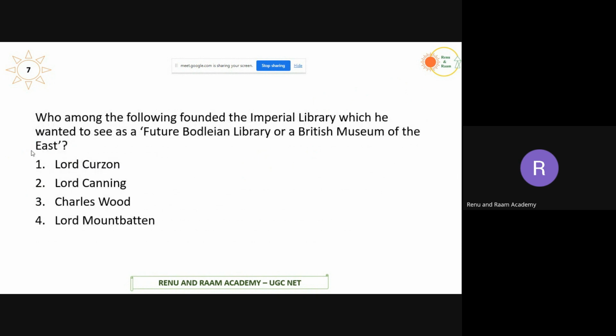Coming to the next one. Who among the following founded the Imperial Library, which he wanted to see as the future Bodleian Library or a British Museum of the East? The Bodleian Library is actually a component of Oxford University. Oxford libraries are considered to be one of the greatest libraries in the world, and they have a large number of collections. The Bodleian Library is one of the oldest libraries in Europe, and it has nearly 13 million printed items. In 1602, it was first opened to scholars.